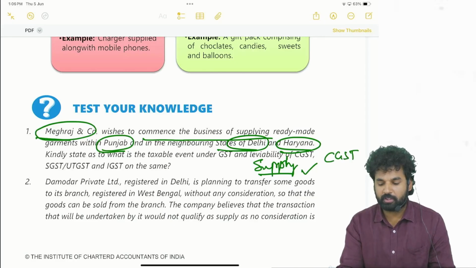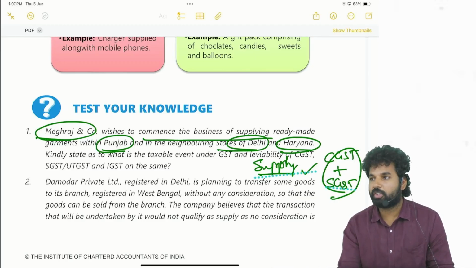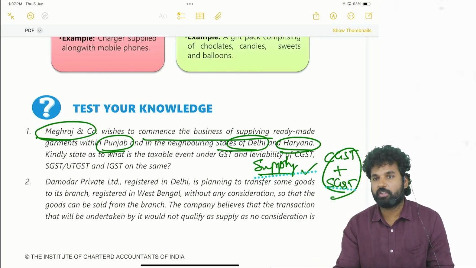Within the state of Punjab, CGST, SGST will come. If at all you want to operate in Delhi, they have to take separate registration for Delhi. If they want to operate in Haryana, separate registration for Haryana. So if they are taking separate registration and supplying in the same state, then CGST, SGST will come.